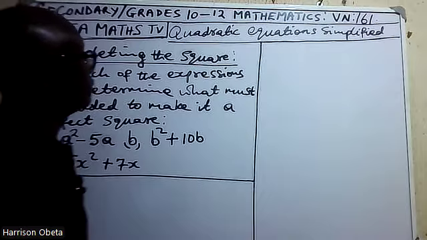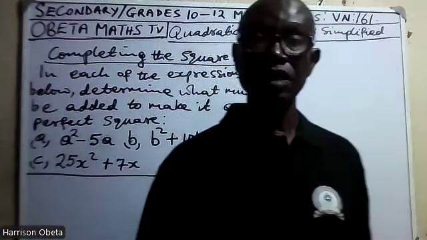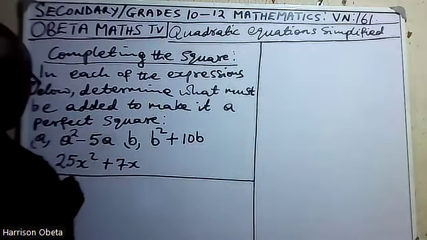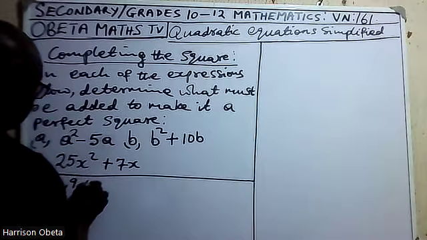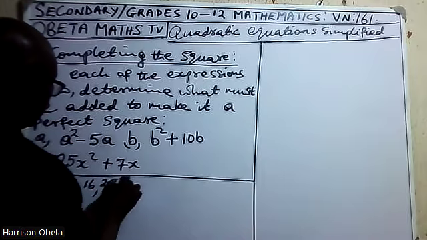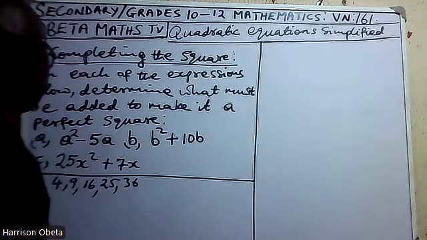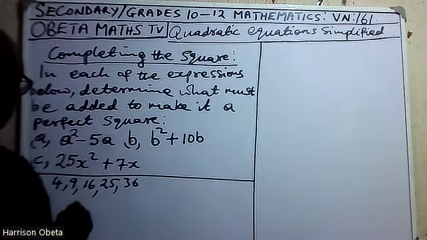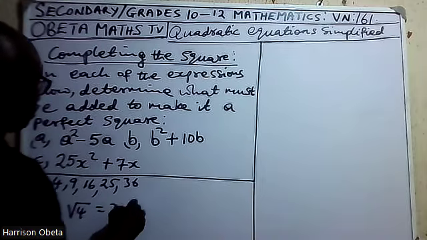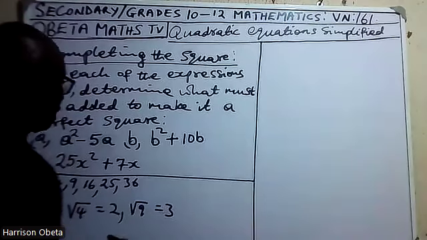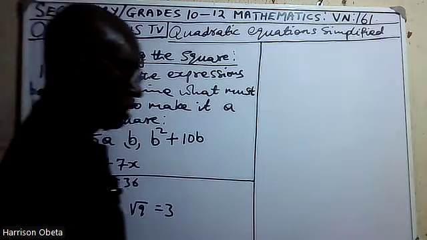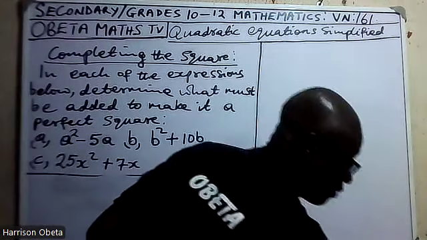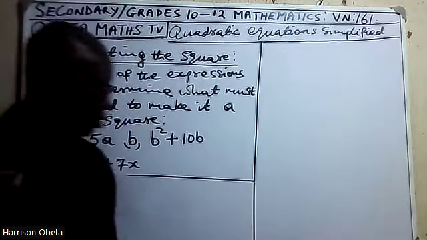We know that ordinarily a perfect square is a whole number whose square root is also a whole number. For instance, we have 4, 9, 16, 25, 36. These numbers are perfect squares. That is, the square root of each of them is a whole number. For instance, the square root of 4 is 2, the square root of 9 is 3, and so on. But when we have an expression like this, we are going to use a different method to solve it. So let's start.